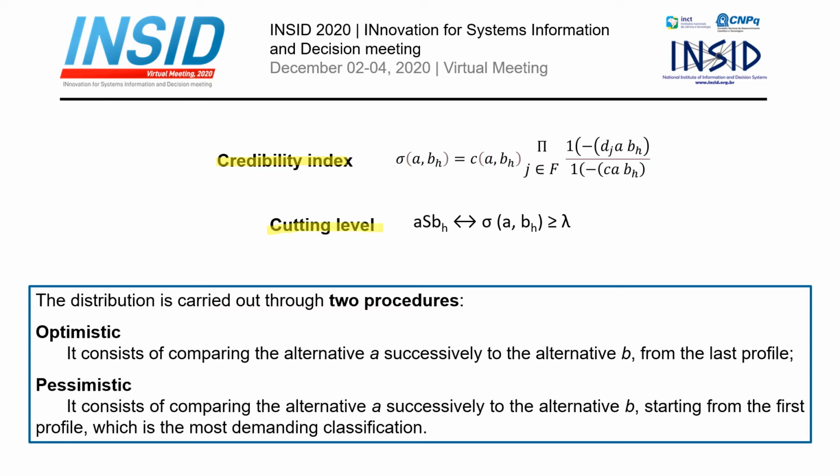The distribution of alternatives into predefined categories is carried out through two procedures. Optimist, it consists of comparing the alternative A successively to the alternative B from the last profile. And pessimist, it consists of comparing the alternative A successively to the alternative B starting from the first profile, which is the most demanding classification.